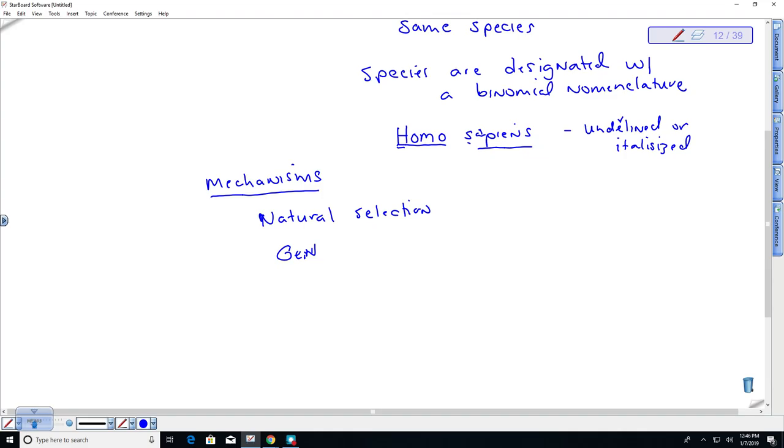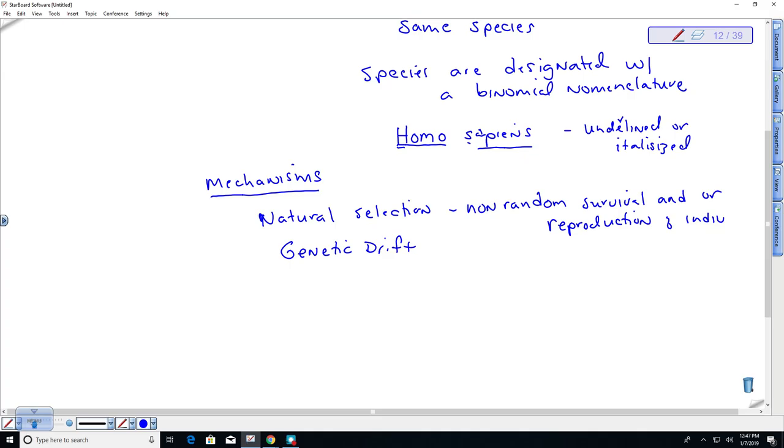So natural selection is one mechanism, and genetic drift is another. So like it sounds, natural selection is non-random. So this is the non-random survival and/or reproduction of individuals. Okay. Genetic drift, on the other hand, is random changes in a population.